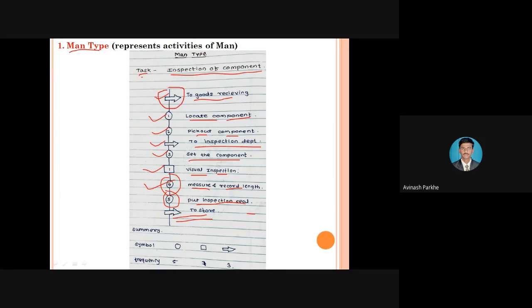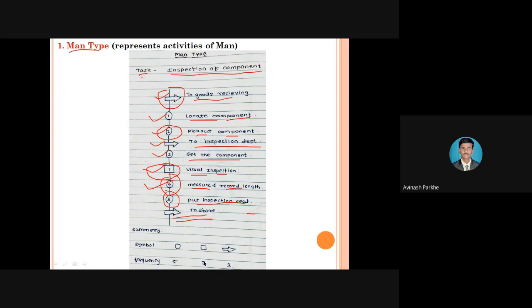So through this particular man type flow process charts, whatever the 3 symbols are represented, one symbol is represented for the transportation, then circle is also represented as the operation, and one time there is an inspection also represented. So through this particular man type of flow process charts, we can easily understand that whatever the movements are taking place by that particular man for taking the component, for receiving the components, then he is performing some of the operations on that particular component, and also he is performing some of the visual inspection also on that particular component.